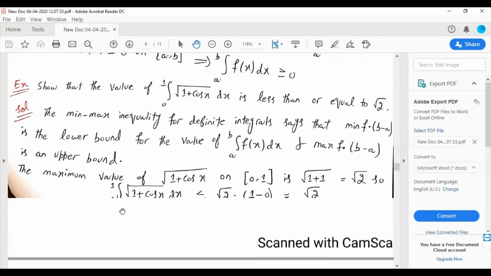So the integral from 0 to 1 of the radical 1 plus cos x dx will be less than or equal to the radical 2 into b minus a, that is 1 minus 0, so it is equal to the radical 2.